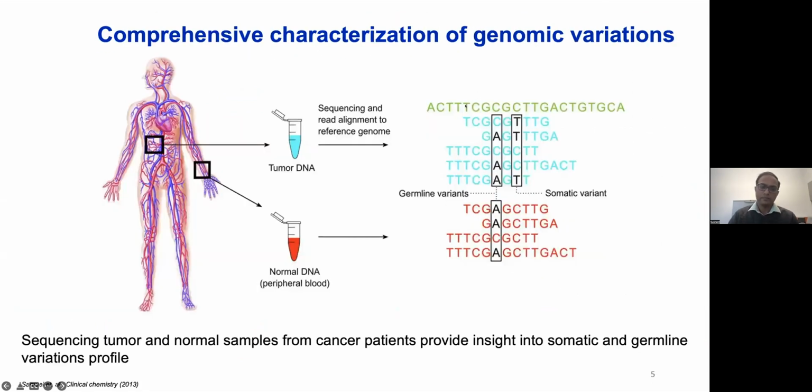So for a given cancer patient, we can sequence their tumor DNA as well as adjacent normal DNA from the same tissue for the patient. And comparison between tumor and normal gives us insight into the somatic genomic variation profile, whereas a comparison between normal DNA with respect to the reference genome gives us insight into what we call the germline genomic variation profile of the patient.